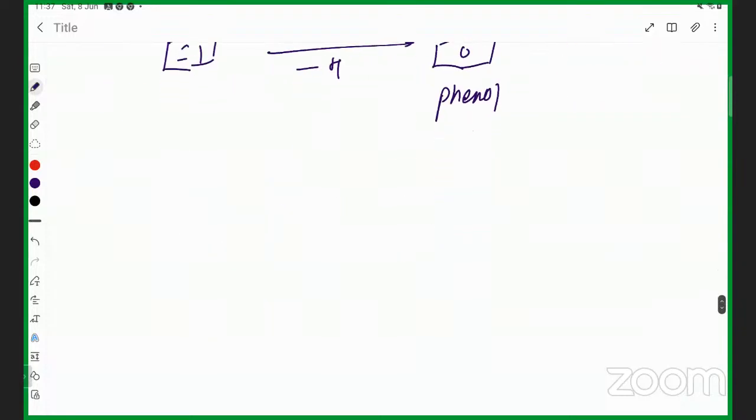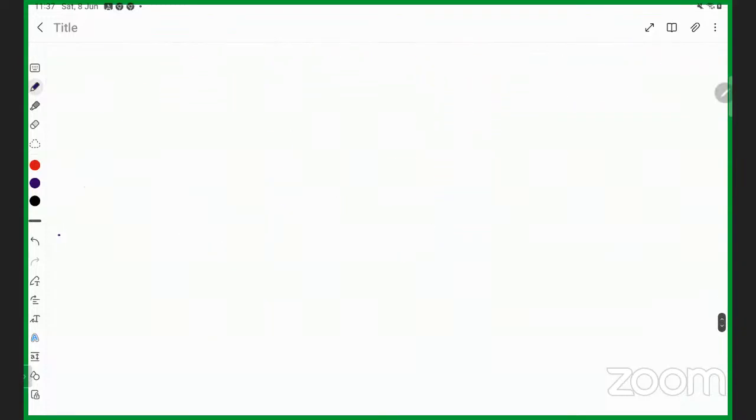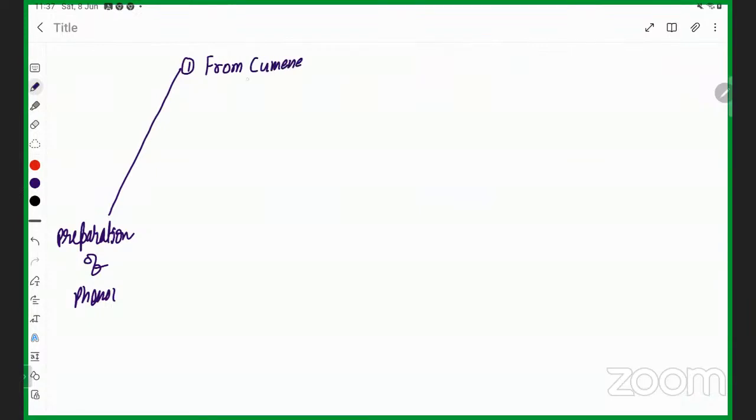We are going for the preparation of phenol. There is no more preparation, only the four methods are there. Preparation of phenol. First method, from cumene. If you go for the second one, from aniline or diazonium chloride.